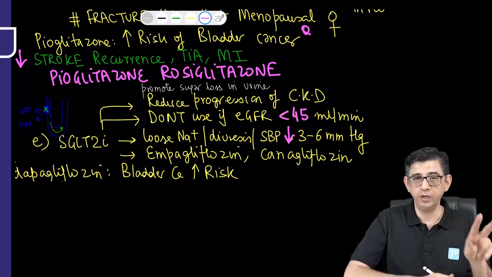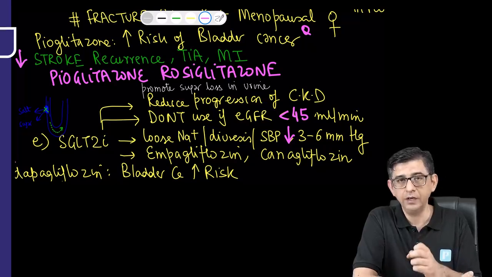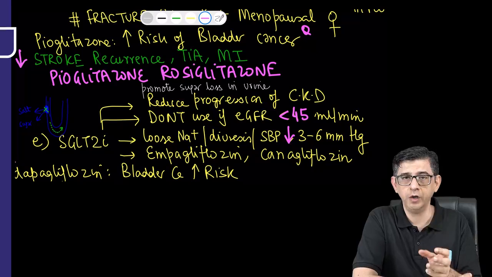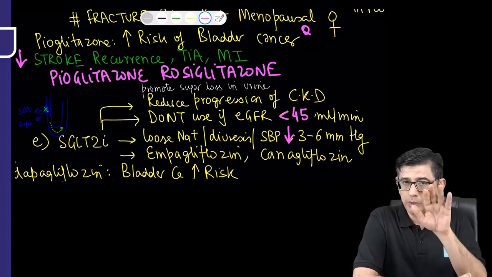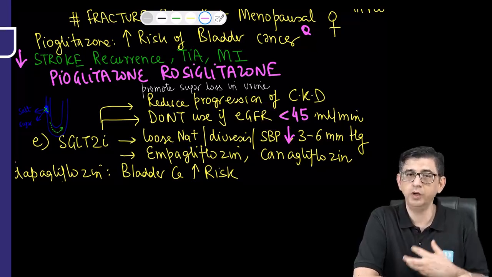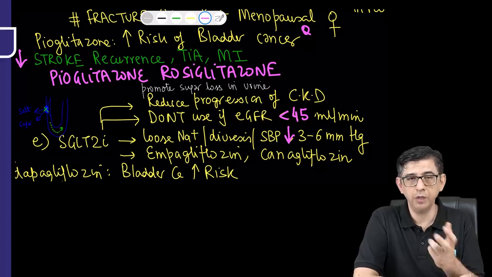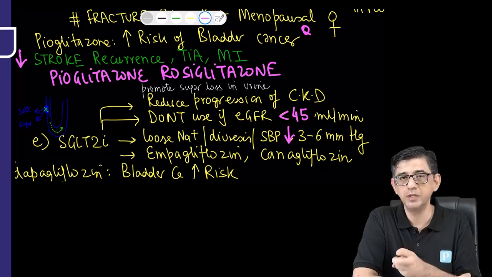So SGLT2 inhibitors have a dual advantage. They have a cardio-renal advantage. I'll say that again. SGLT2 inhibitors have a cardio-renal advantage. What I mean by cardio advantage is, if I'm losing salt from the body, the BP is decreasing. That's going to be better for the heart. The stress on the heart will be lesser. The workload of the heart will be lesser. And what I mean by renal improvement is, it also reduces the progression of damage in the kidney.